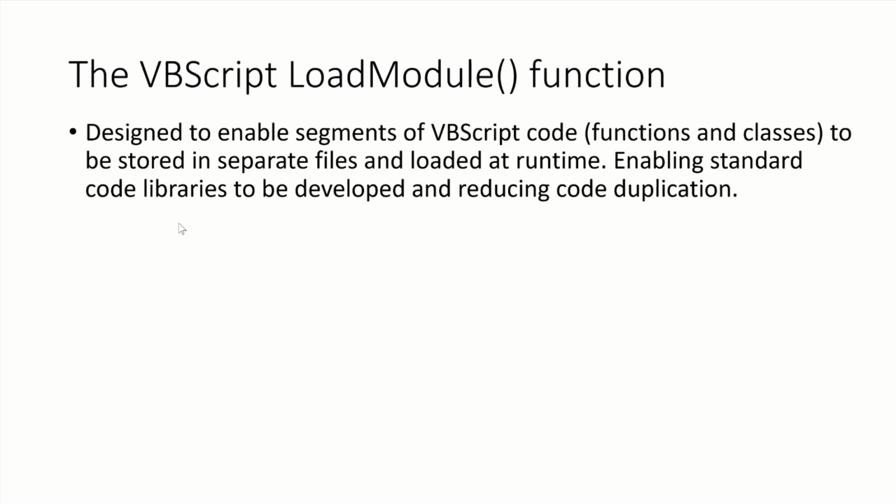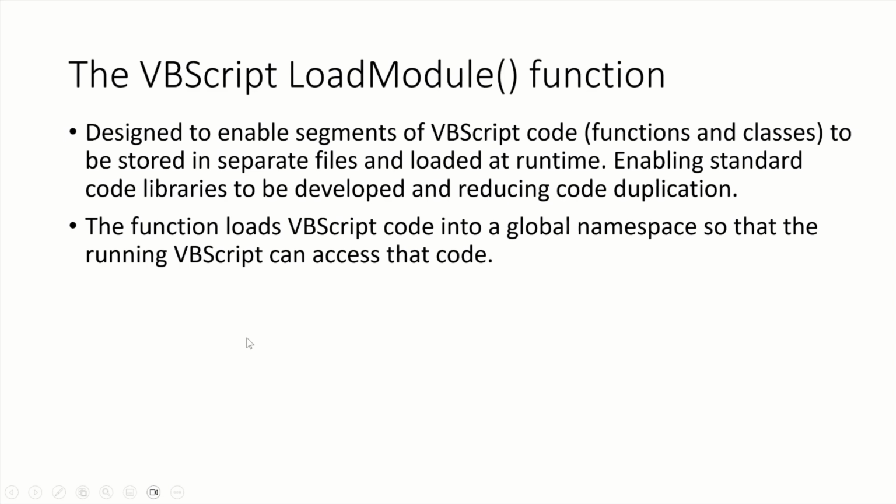This was designed to enable segments of VBScript code, such as functions and classes, to be stored in separate files and loaded at runtime. So as the Syspro VBScript code started to run, if it hit the load module function, it would look in the base VBScript VBS modules directory and load the file named in the load module function. And this allowed developers to create code libraries or standard code so that they weren't having to rewrite the same bits of code over and over again in their scripting.